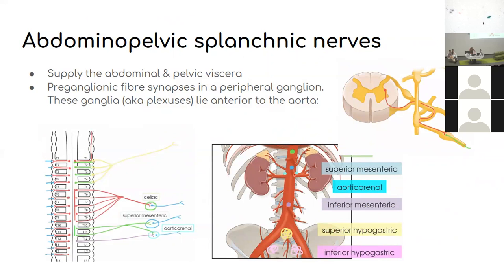On the right here are the five or six different plexuses that arise in front of the aorta, and this is where the synapse is going to take place. As you can see in the top right, you exit through your ventral horn and pass through your grey communicans. Instead of synapsing at the paravertebral chain, you exit, and that little ganglion where the green bit is represents one of the plexuses in front of the aorta.